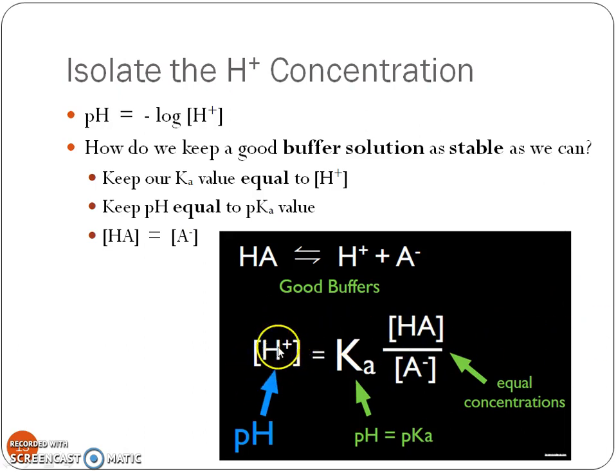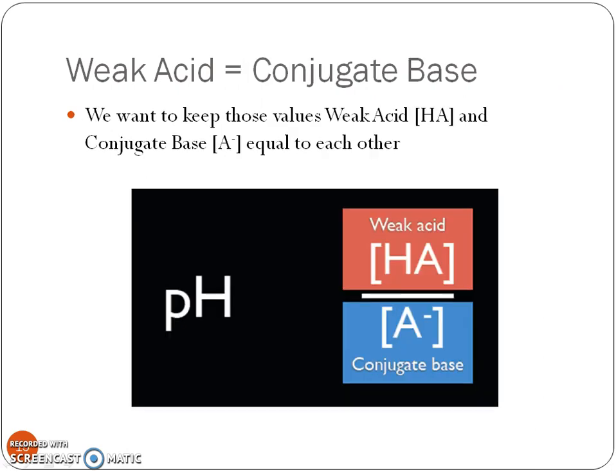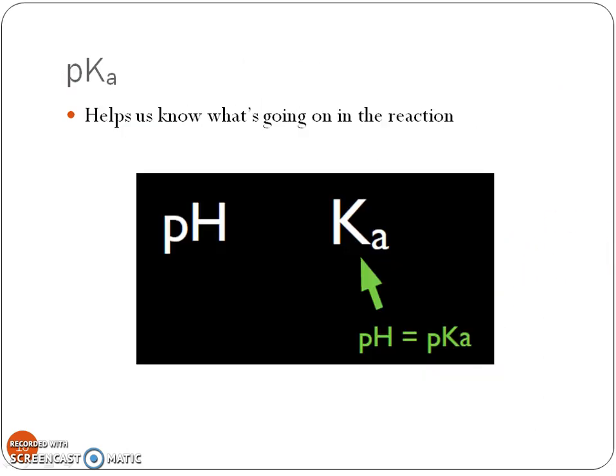And he wanted to also tell you that that pH is related to our H+ concentration, as well as the pH is also related to the pKa. So again, if we keep that ratio as close to 1 as possible, we can actually change each of these, increase them as much as tenfold, and as long as each of them increases and we keep that ratio equal to 1, our pH level actually is only going to change 1-fold. So that's how we keep that good buffer solution pH as stable as possible. So again, we want that equal as much as possible.